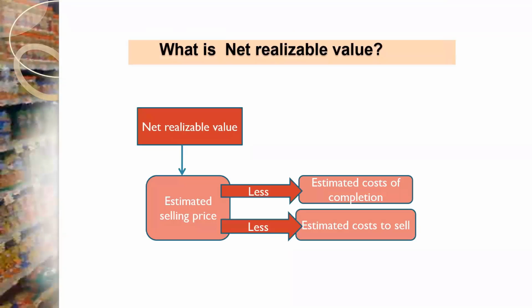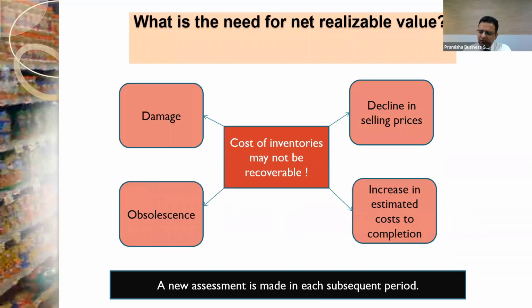Yeah, right. Thank you. So NRV, as I've already discussed, is the estimated selling price less cost to sell, less cost to complete, because the inventories may not be complete. If any money is required to be spent, that reduces our NRV, net realisable value. Why does NRV reduce? Because of damage, obsolescence. We may not be able to recover what we are intending to recover in the form of cost. Decline in selling prices or increase in estimated cost to completion may also result in a reduced recovery.